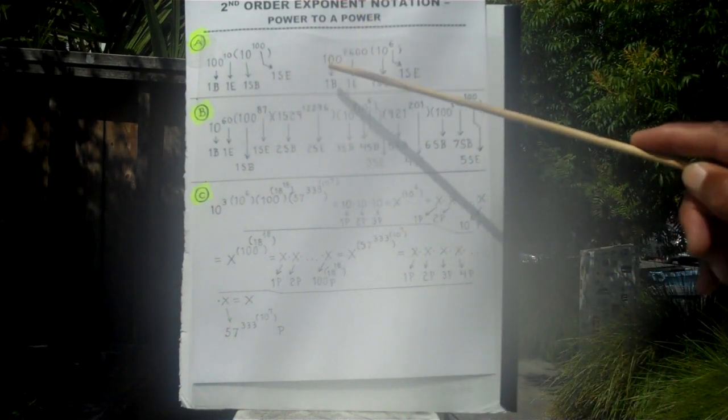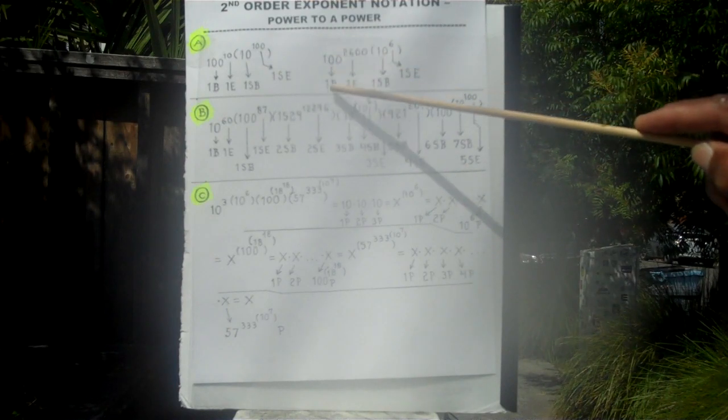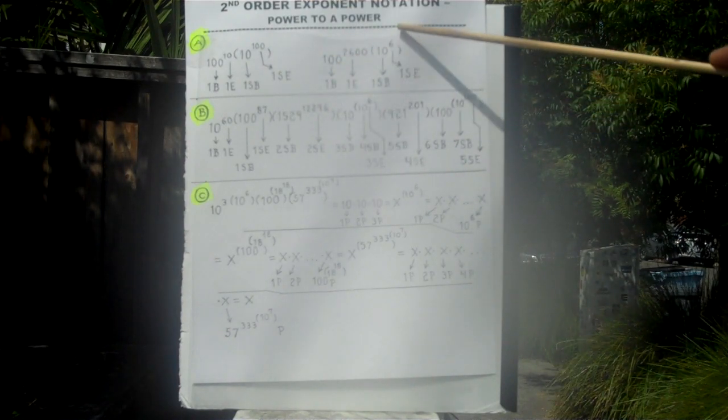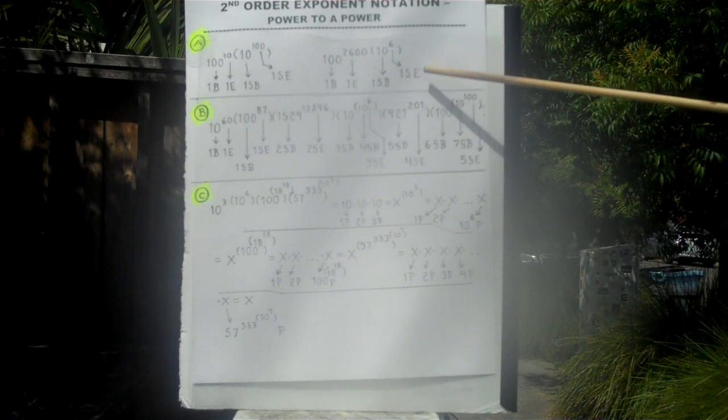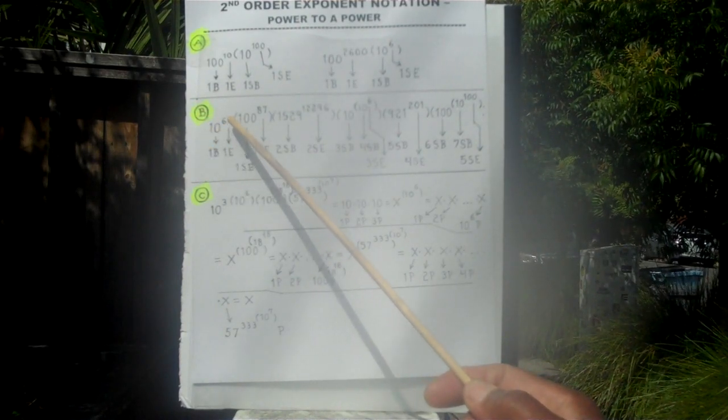We'll go now to this one, 100 to the 2600th power. This one here is the first base. This one here is the first exponent. To the 10 to the 6th power. This here is the first sub-base. This here is the first sub-exponent. We'll go to B. 10 to the 60th power.